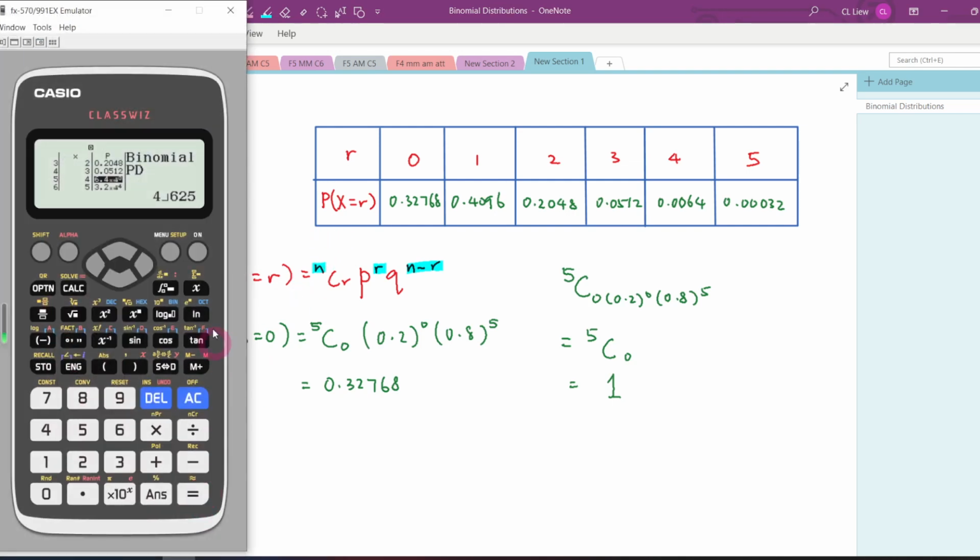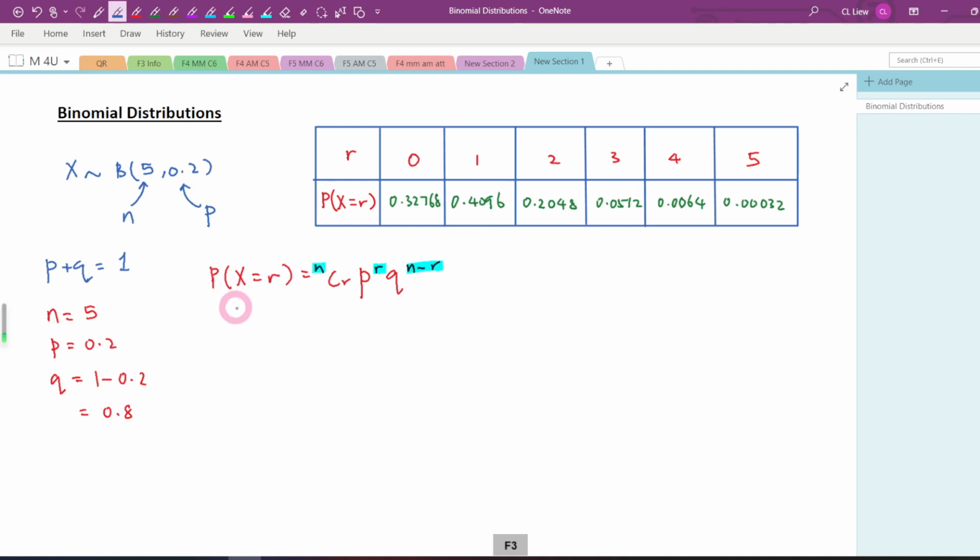Another thing is, you will see another function which is binomial cumulative distribution. What is this used for? Let me show you here. If I want you to find the value P(x less than or equal to 2), for example, how do we calculate? We take the sum of these 3, which means P(x=0) plus P(x=1) plus P(x=2).